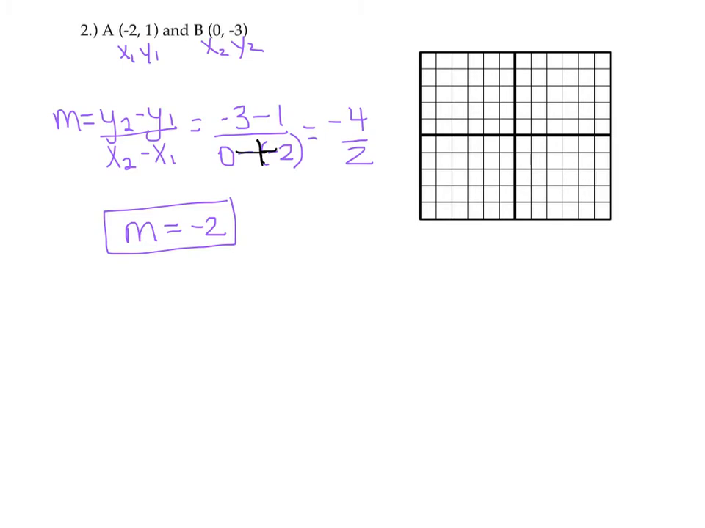So now let's graph these points and see if we get a negative 2 slope. Notice our answer is a negative 2, so our slope is going to be a negative slope. Therefore, our line is going to go downhill. So now let's graph the points. We have A is negative 2, 1. There's your A. And your B is 0, negative 3. And you're going to make your line.